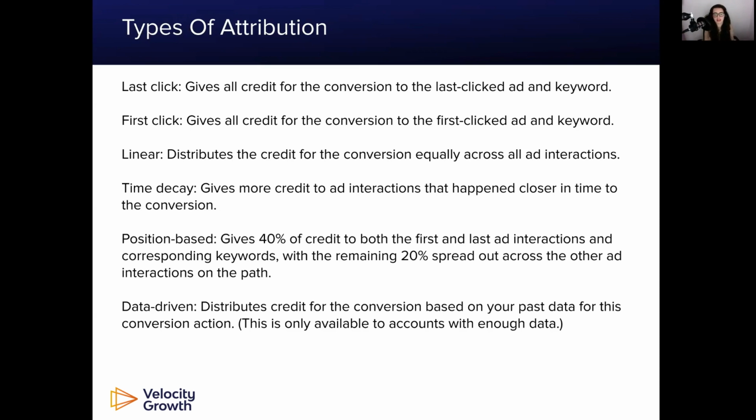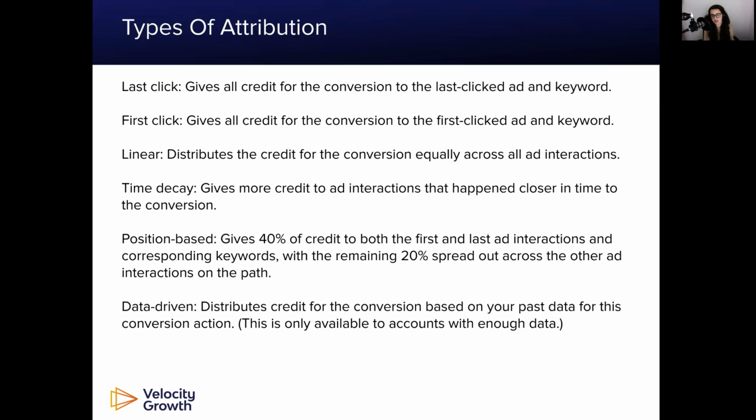Position based, this gives 40% of credit to both the first and last ad interactions and the corresponding keywords, with the remaining 20% spread across the other interactions on the path. This is one I don't use too often, but it does have its merits here and there. It distributes it well. For me, I prefer the linear approach to the position-based, but that's just personal preference. But you can look at this as well in terms of optimizing and attributing.